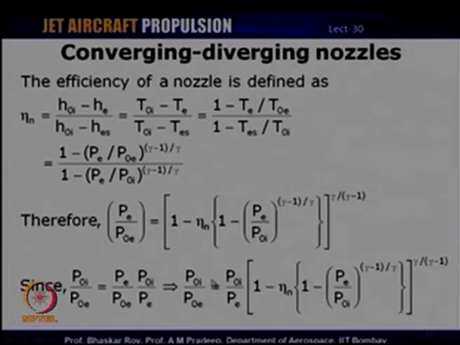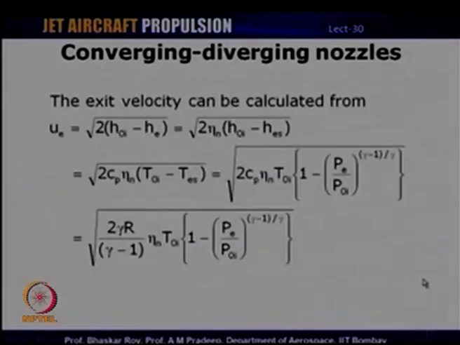So, from this we get P0i/P0e is equal to P0i, which is the upstream stagnation pressure, divided by Pe, into this term, that is [1 - ηn into (1 - (Pe/P0i)^((γ-1)/γ))] raised to γ/(γ-1).